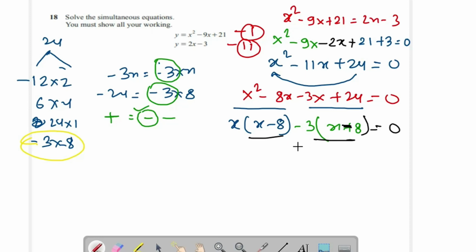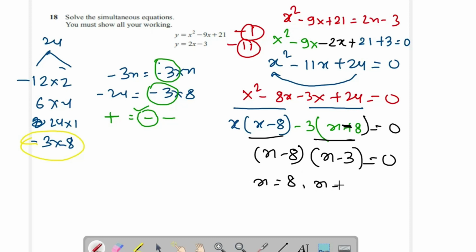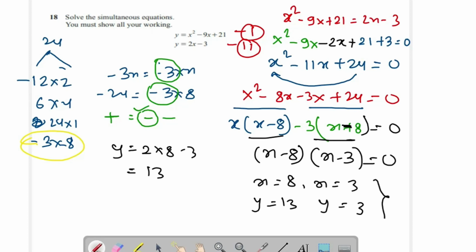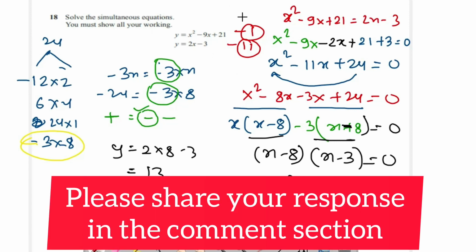Now x minus 8 is common, so x minus 8 times x minus 3 is equal to 0. So x is equal to 8 or x is equal to 3. Put the respective values in y. 2 into 8 minus 3 is 13, so y is 13. For the other, 3 into 2 is 6, 6 minus 3 is 3, so y is equal to 3. This is how we solve the quadratic simultaneous equation.